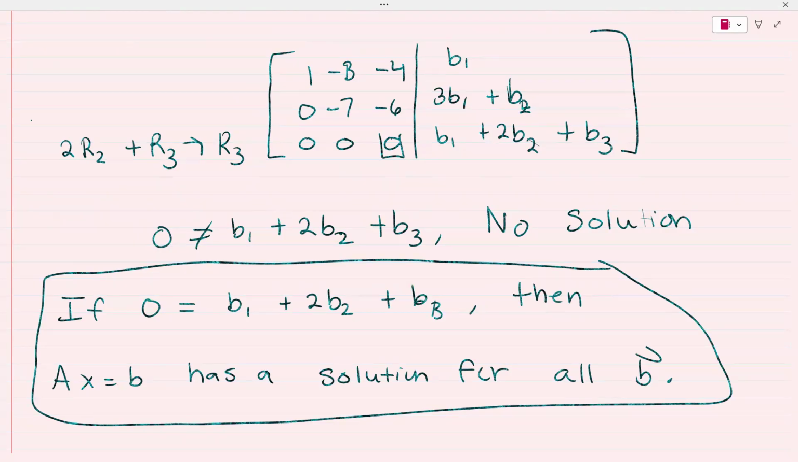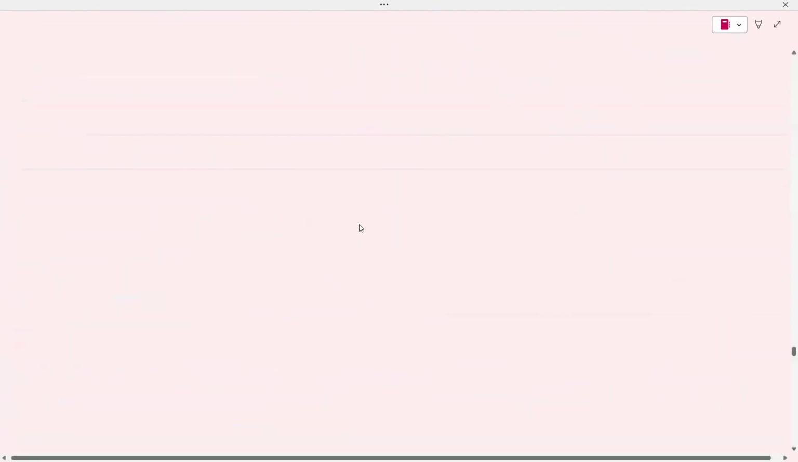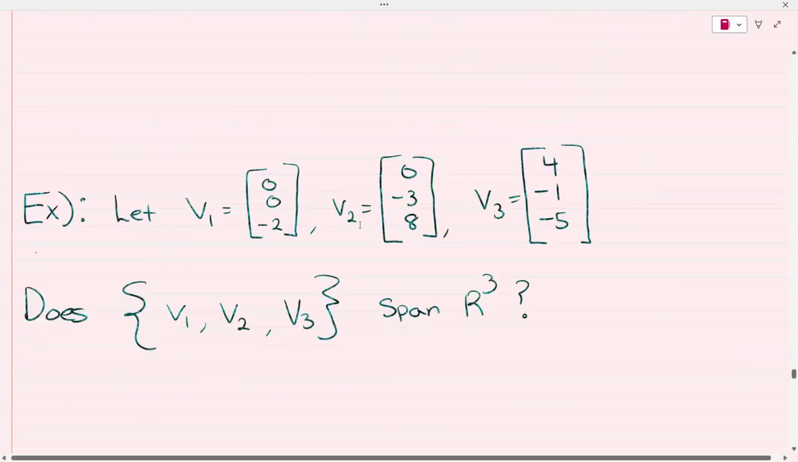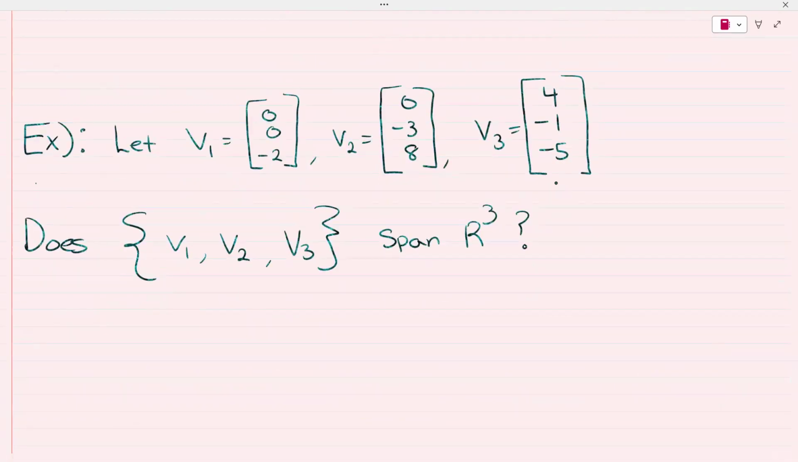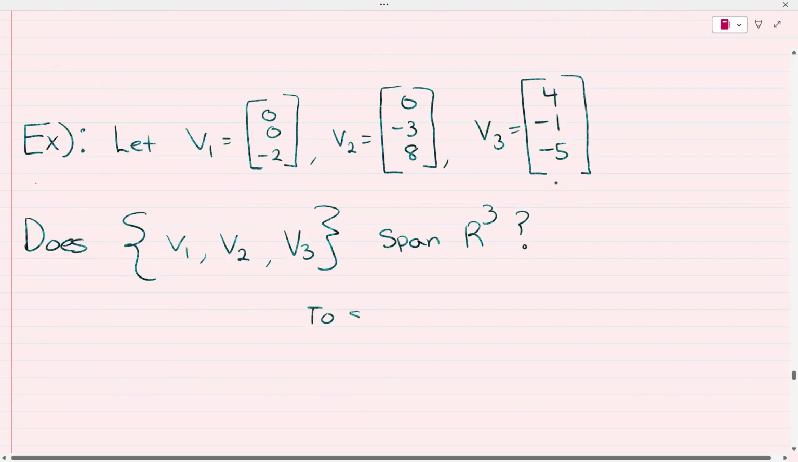Okay, let's do more examples. So let's do this example. Let vector v1 equal this, vector 2 equal this, and vector 3 equal that. Does v1, v2, v3 span R3? So what they're really saying is, to span R3, we need 3 pivots, a pivot in every row.